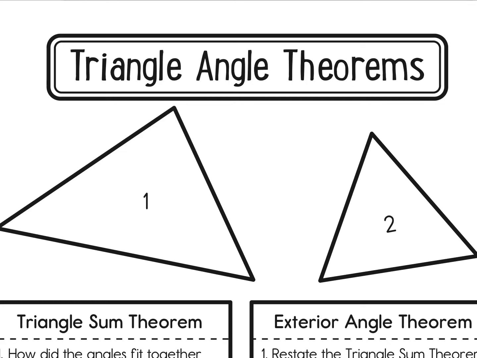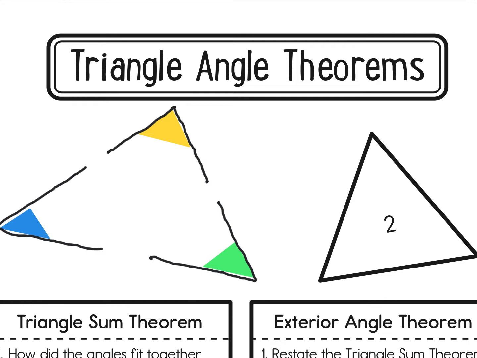Today, we will look at the triangle angle theorems. Let's look at triangle 1. Notice how there are 3 angles that make up the triangle: the blue, yellow, and green. Let's break this triangle up so that its 3 angles are separate.